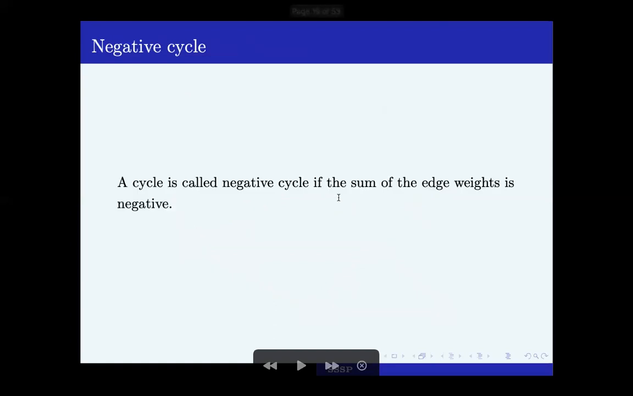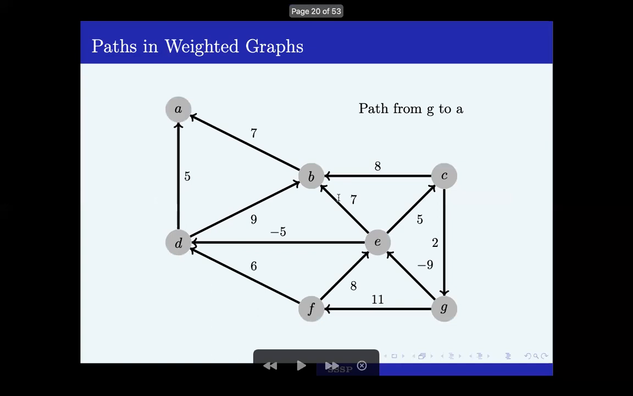Now, we call a directed cycle a negative cycle if the sum of the weights on that cycle adds up to some negative number. Say for example here, I have converted this edge from G to E into minus 9. So here there is a cycle from G to E to C to G, and this cycle has total weight minus 9 plus 5 plus 2, it's minus 2.